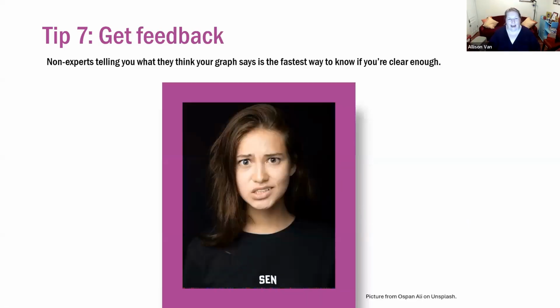Okay, tip 7, get feedback. The goal with data visualization is that you are keeping things as simple and succinct as possible, and you're using the titles and colors to point people to what matters most so that people can get the point of your graph very quickly. The fastest way to know if you have done that successfully is to ask someone who doesn't know anything about what you're doing whether they can tell you what the point of your graph is.